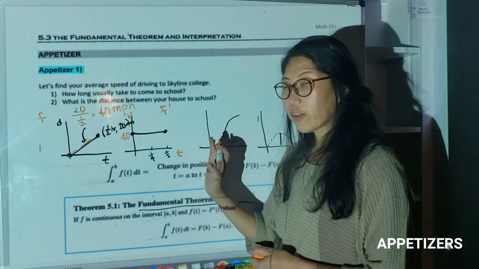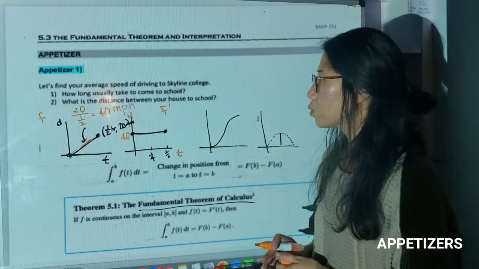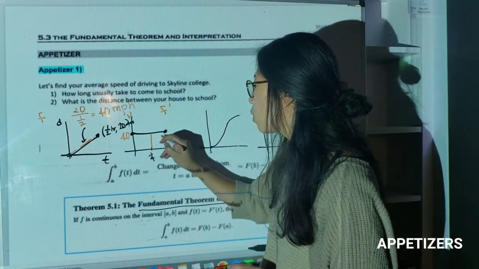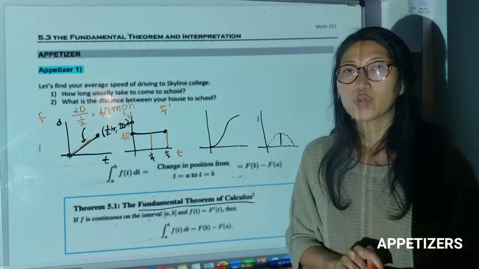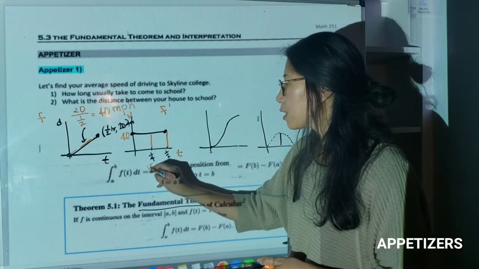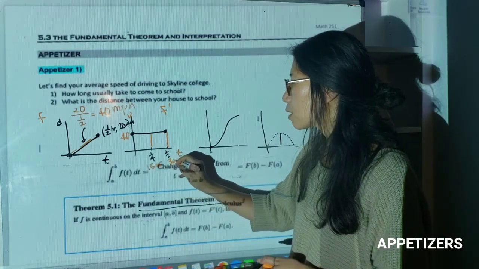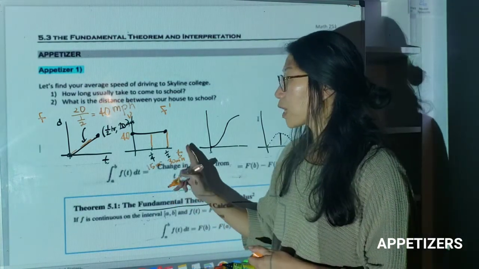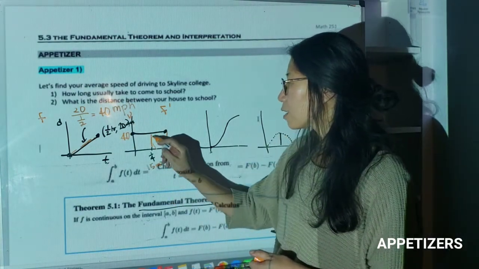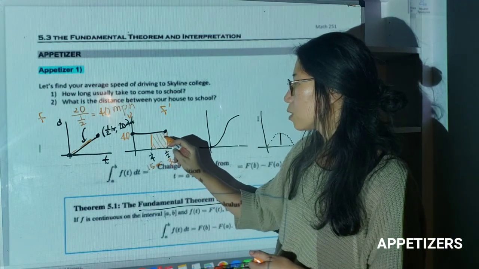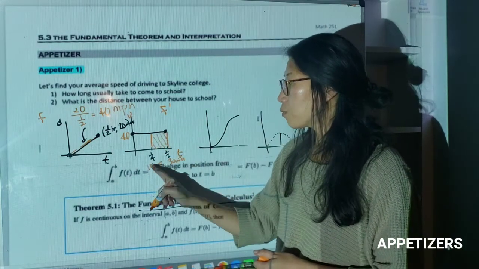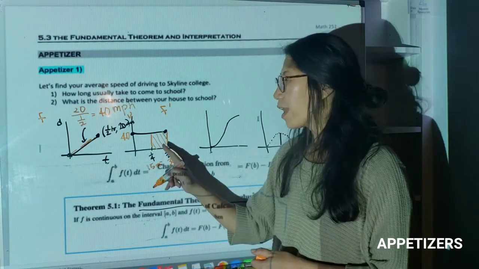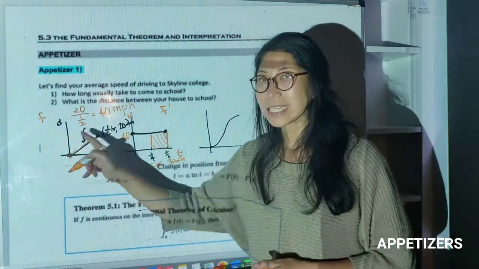If you got this part very well, now I'm going to explain how long this person drove from 15 minutes to 30 minutes. How long did I drive between here? That means if I have a relationship of time to velocity, under the graph from 15 minutes to 30 minutes, the area represents the total distance traveled.